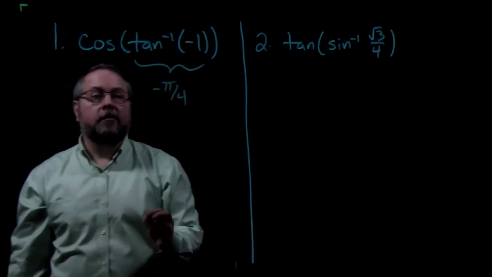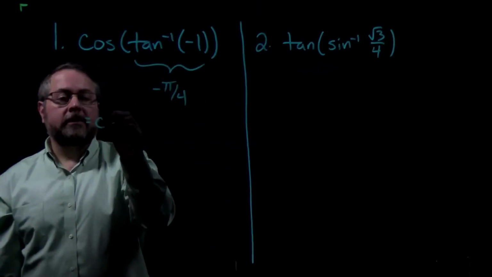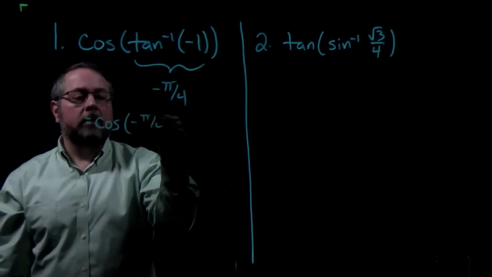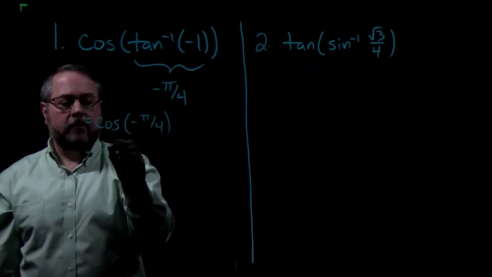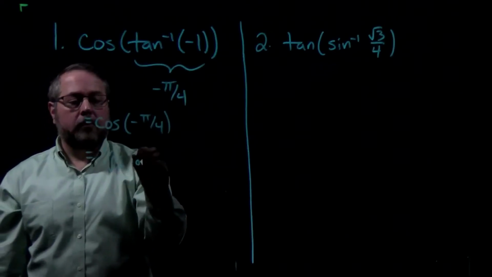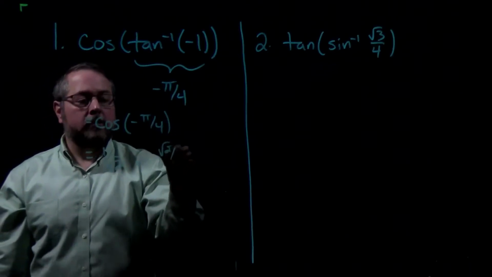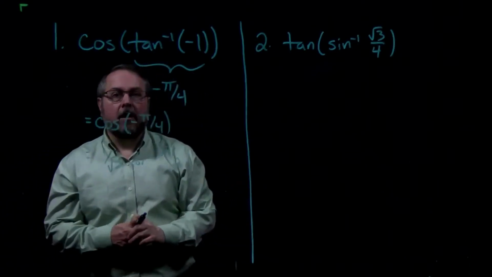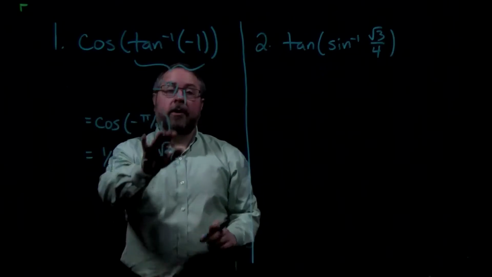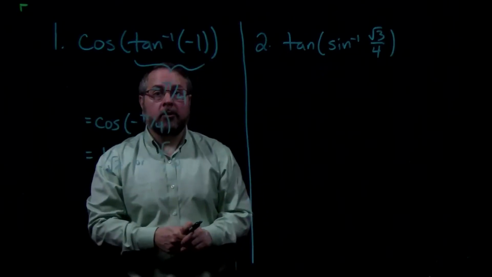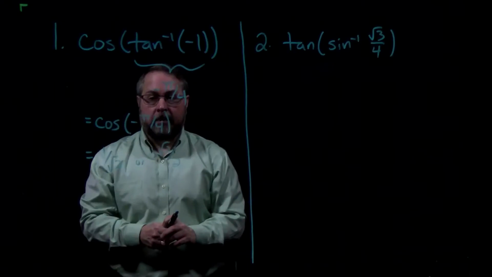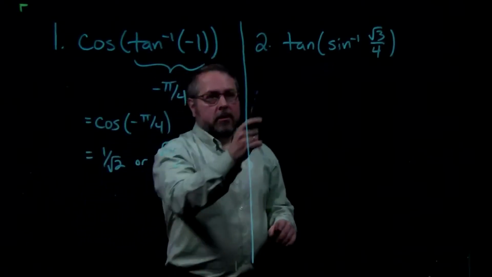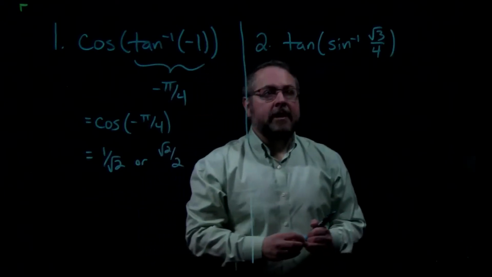That angle is -π/4, so this is just the cosine of -π/4, and that's going to be 1/√2, or if you prefer to rationalize denominators, √2/2. So that's just straightforward evaluation: evaluate the inverse trig function on the inside, and then evaluate the regular trig function on the outside. Now let's turn our attention to the second example.